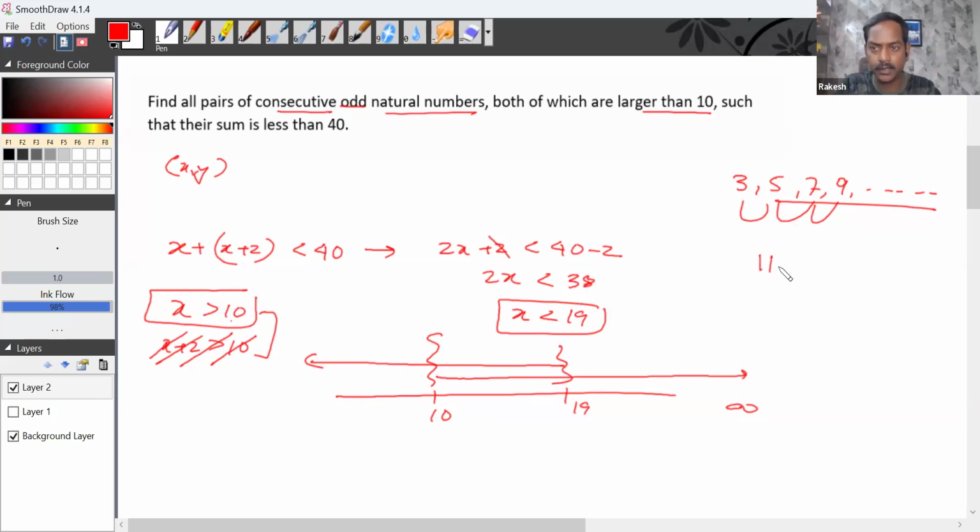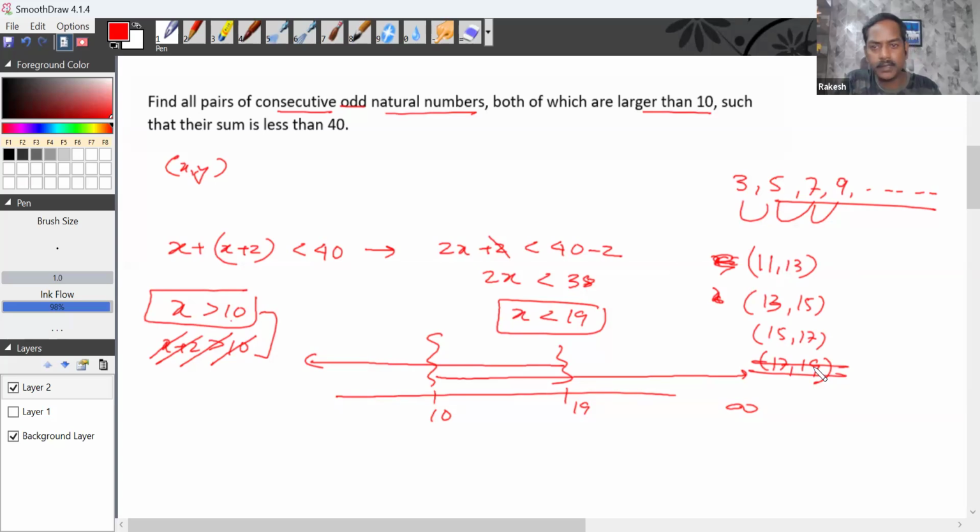Why? Because 11 is less than 19 also. If the value of x is 11, the value of x plus 2 will become what? 13. So these are consecutive odd numbers. Then I can take the value of x to be 13. Then the next number would be what? 15. I can take the value of x to be 15. Then the next number is 17. If I take 17, then can I take 19? Of course not, because x has to be less than 19.